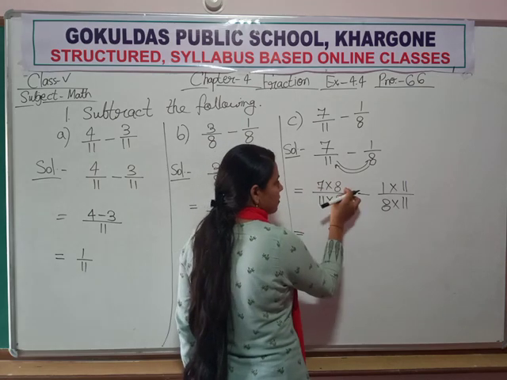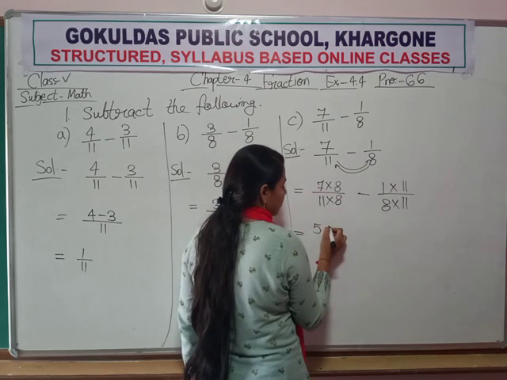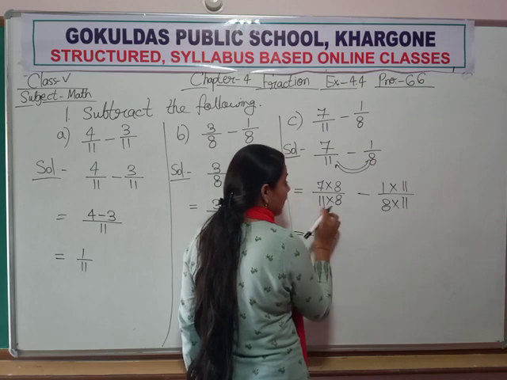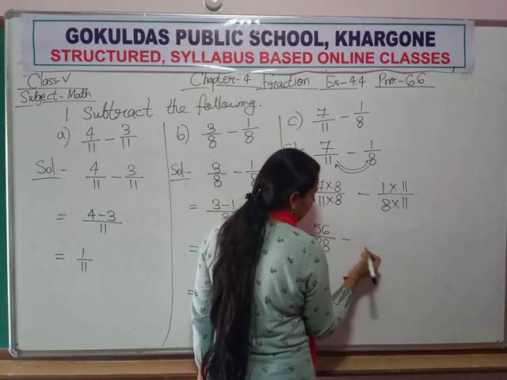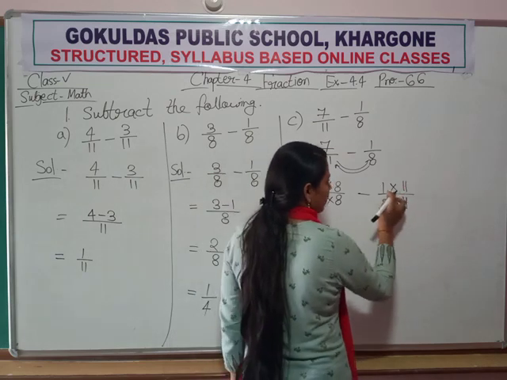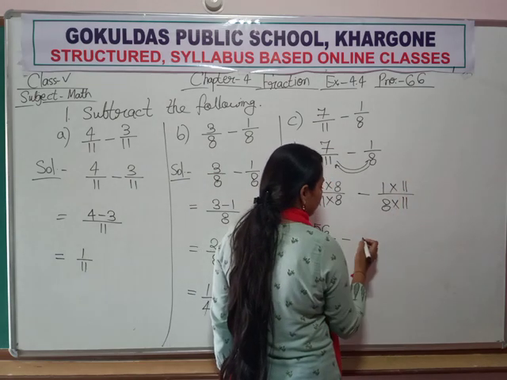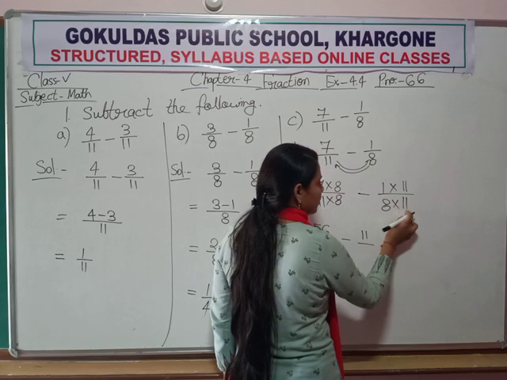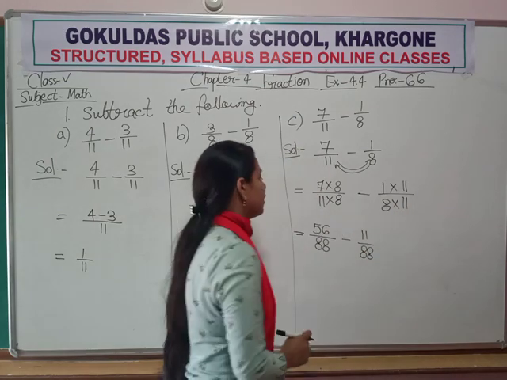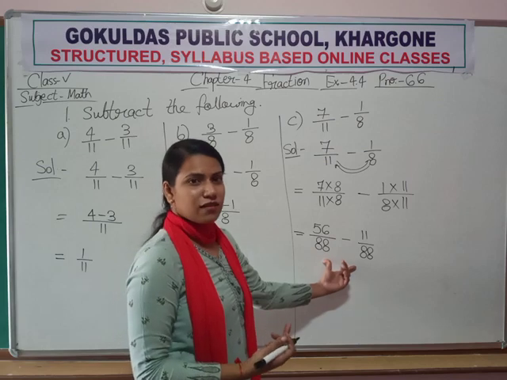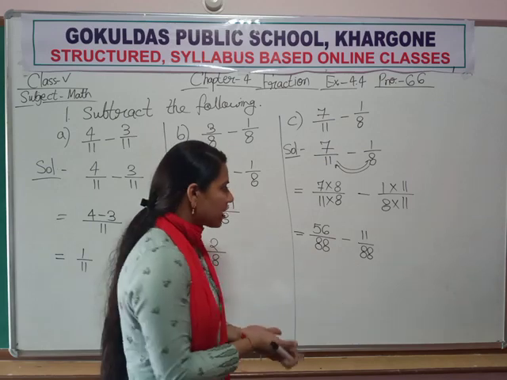Now solve in the next step. 7 into 8, 56 upon 11 into 8 is 88. Then minus sign, so put a minus sign. 1 into 11. Solve this numerator. 1 into 11 is 11 upon 8 into 11 is 88. Now observe that both the denominators are same, means the fractions are like fractions.